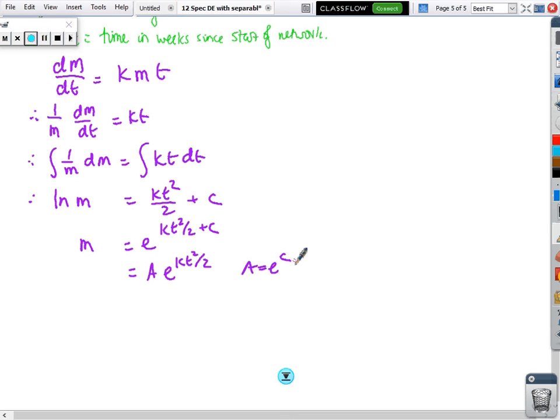And actually we can get rid of that 2 as well. So we've got A e to the kt squared. No, that's not right, hang on. So we can do that, but it's not equal to that, so it's just a new constant.